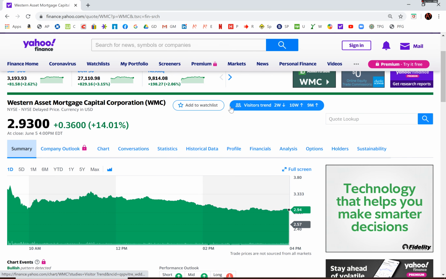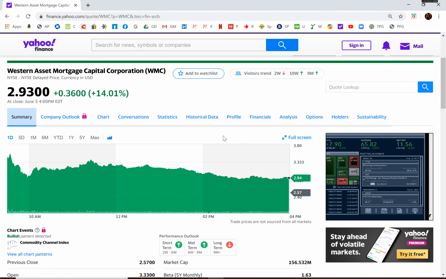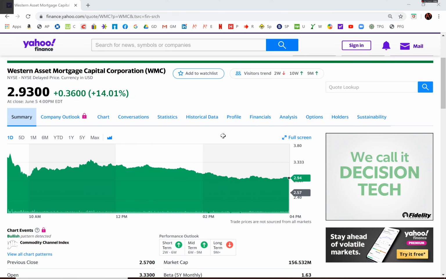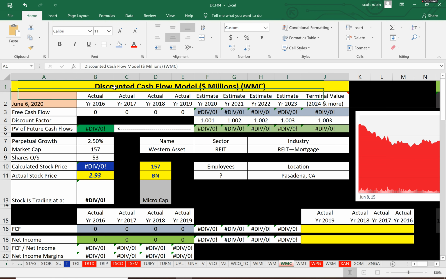Let's take a look at Western Asset, and this is a REIT. First we need the market cap, 156.5 million. Next we need the stock price, 2.93. Now we know the shares outstanding, because the market cap divided by the stock price gives you shares outstanding, 53 million.